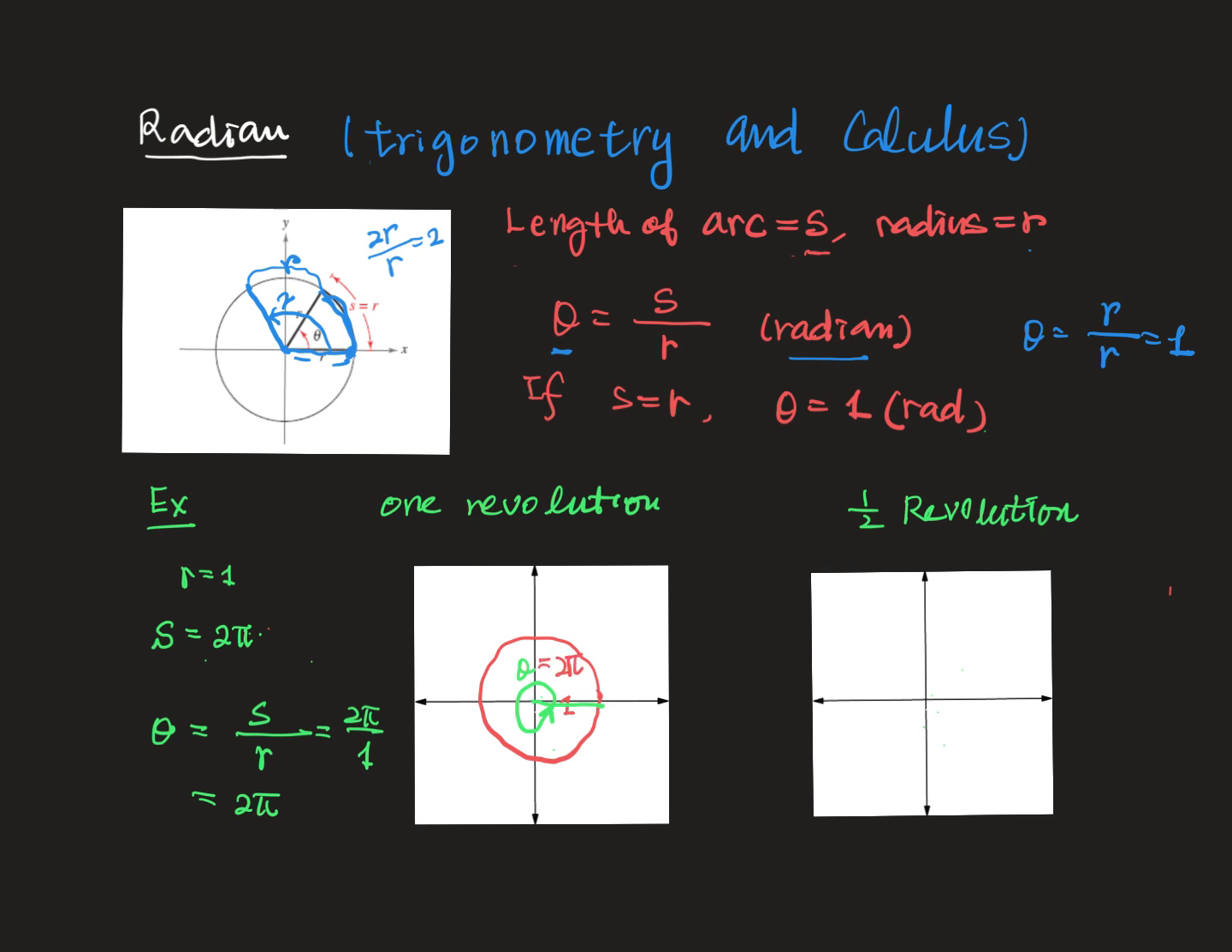What is a 1.5 revolution? You're going to go here to here, right? So 1 revolution is 2 pi. Half revolution is 2 pi divided by 2. That's pi. So this angle is going to be pi. That's how to find radians.